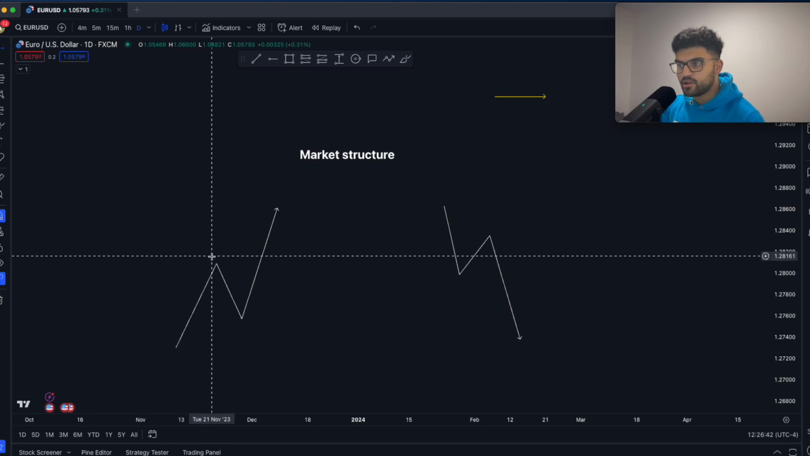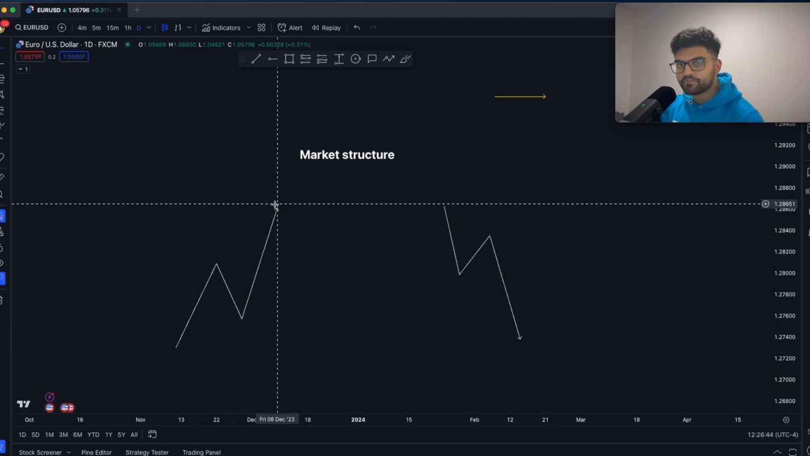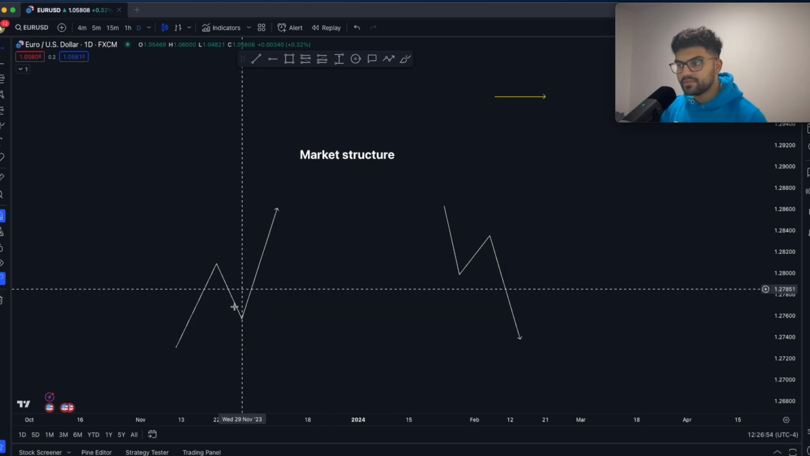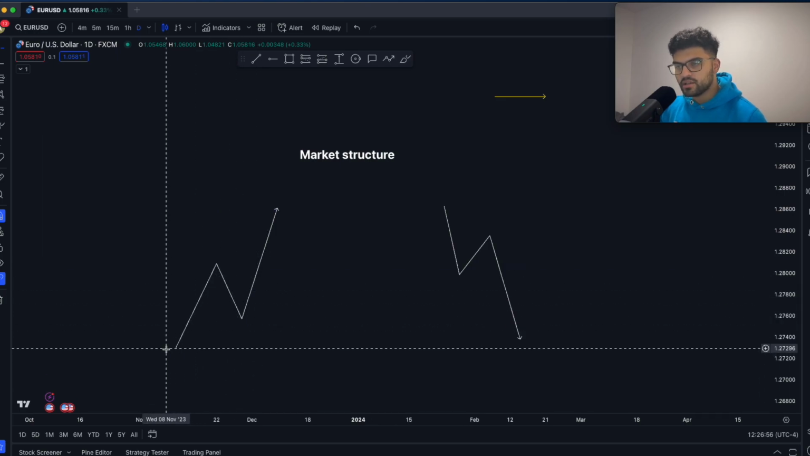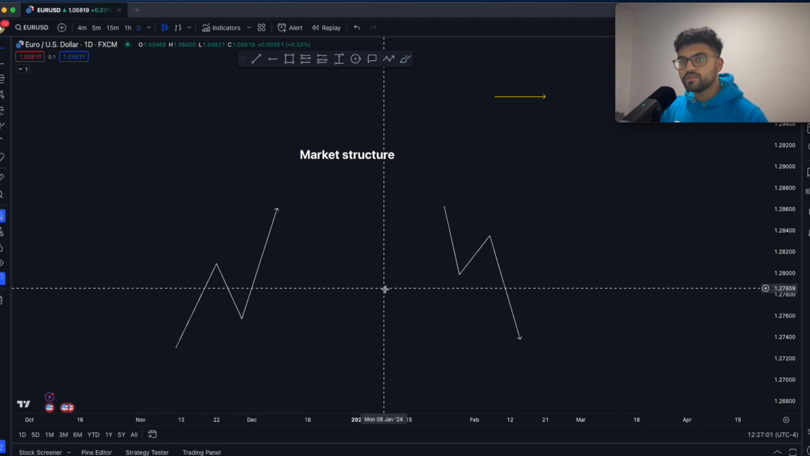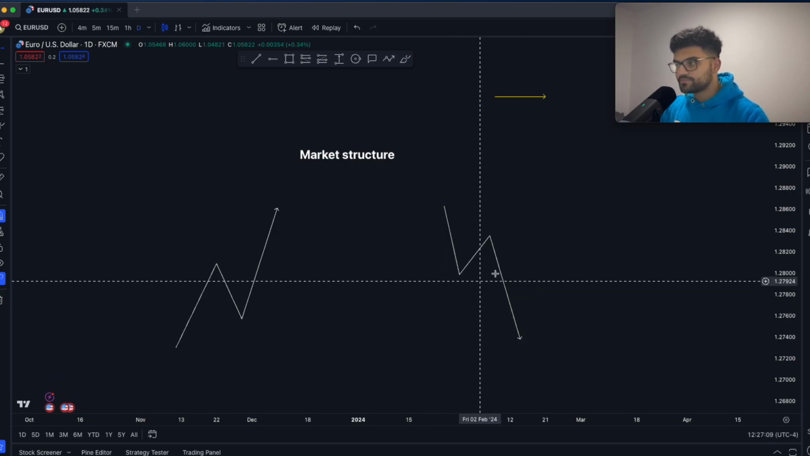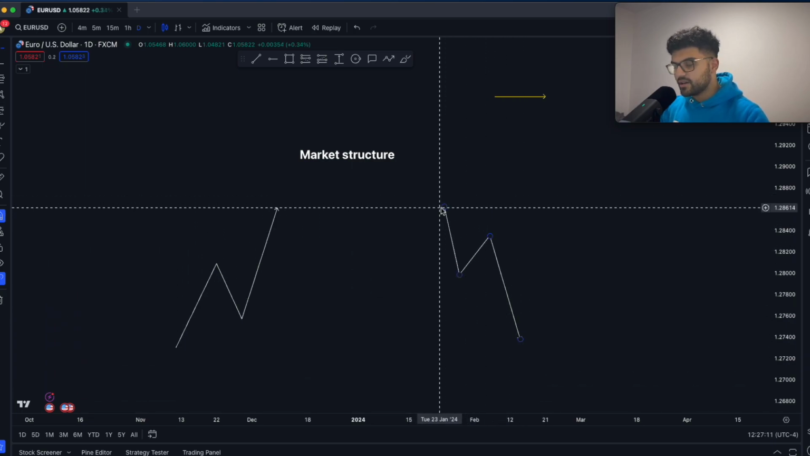We're making a high, we're making a low, and we're making a high. So in the trading space, people will usually say higher highs and higher lows. Why? Because this high is higher than this high, right? And this low is higher than this low. So higher highs, higher lows identifies an uptrend, and the opposite in a downtrend, lower lows and lower highs. As you can see, this low is lower than that low, and this high is lower than that high.